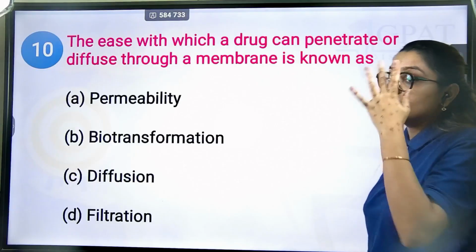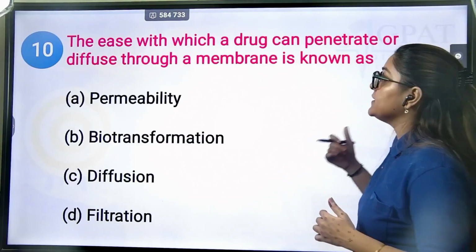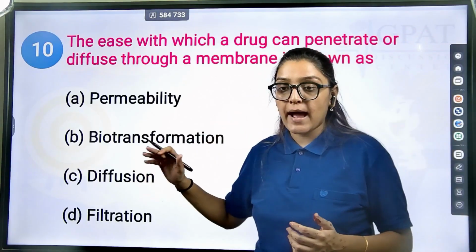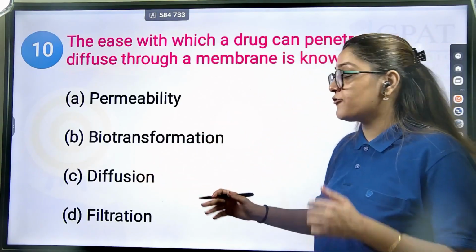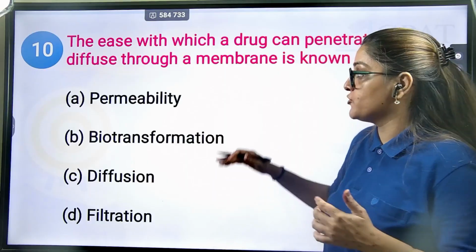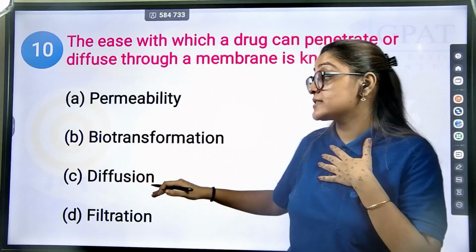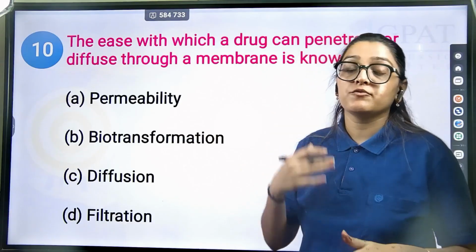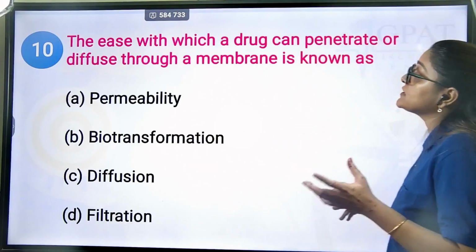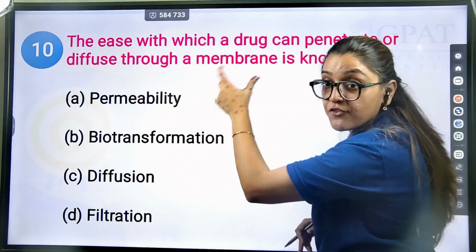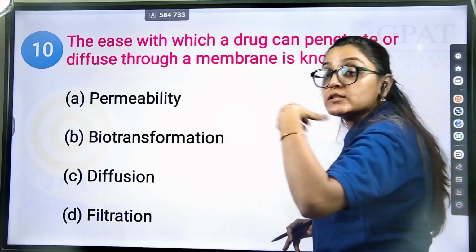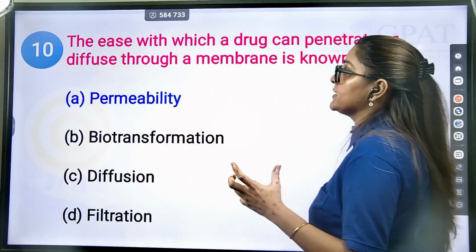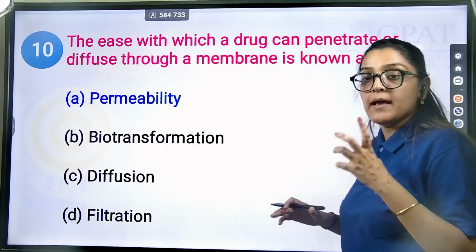Okay, next. The ease with which a drug can penetrate or diffuse through a membrane, that will be termed as permeability, biotransformation, diffusion or filtration. Now here most of students will get confused between permeability and diffusion, I suppose. Filtration is yet another thing. Biotransformation is a chemical conversion or metabolism. So here ease with which the drug can penetrate or diffuse. So it's a term which is causing the drug to diffuse, that will be the permeability or the ability of the drug to actually pass through the membrane.